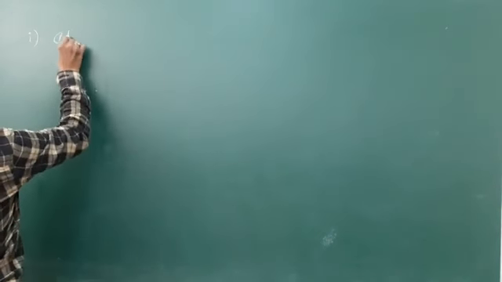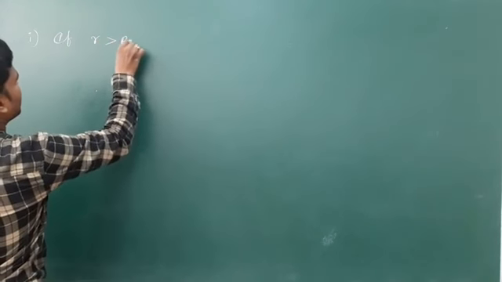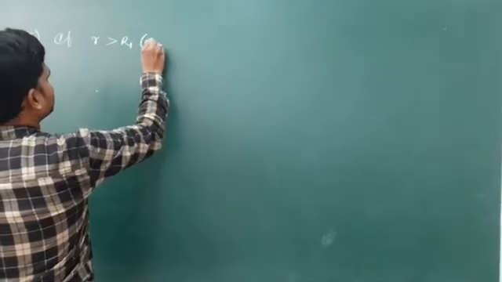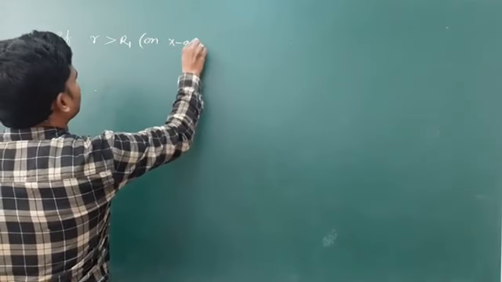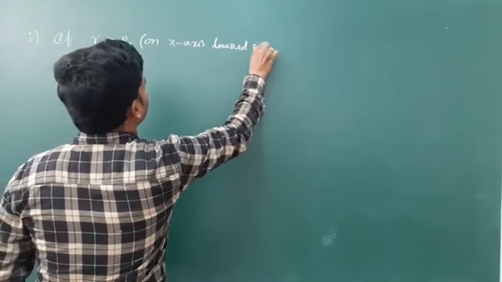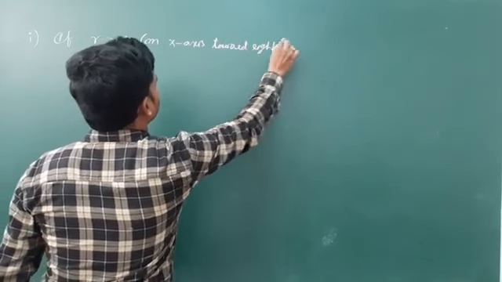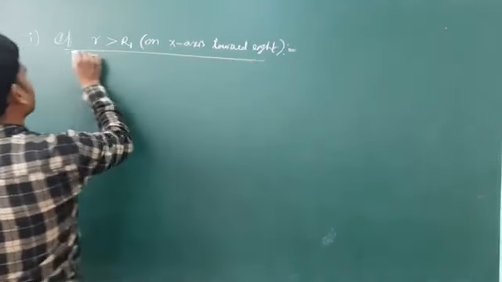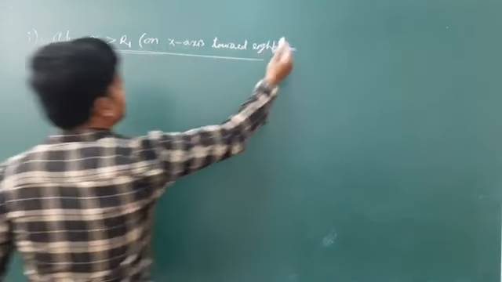First one is given small r greater than R1, and of course they given on x-axis towards right. They mention these things. Okay, so on x-axis towards right.